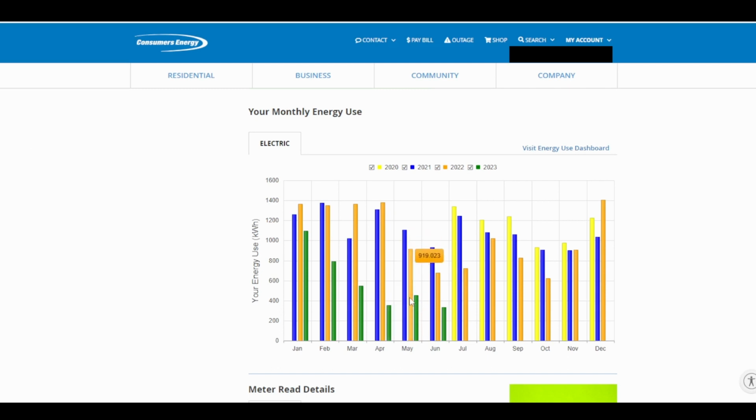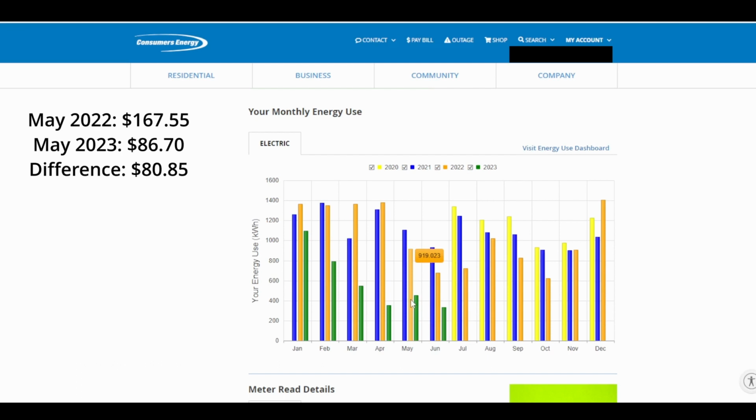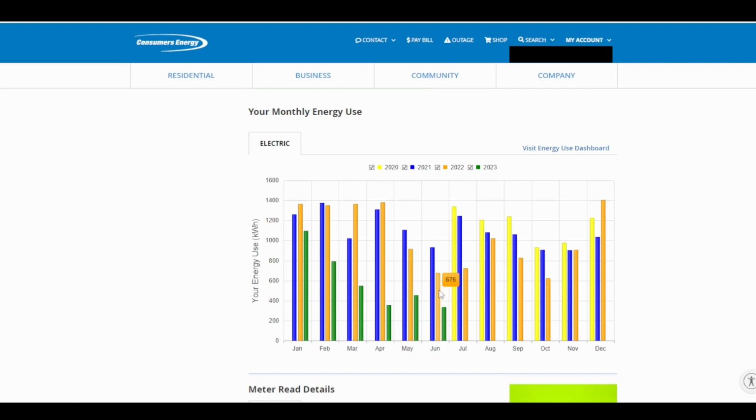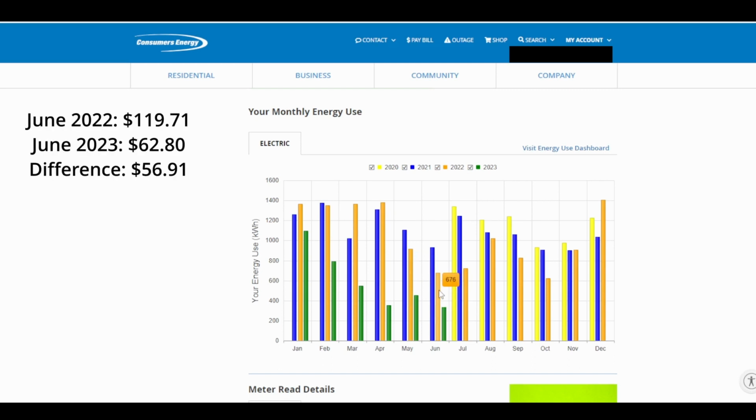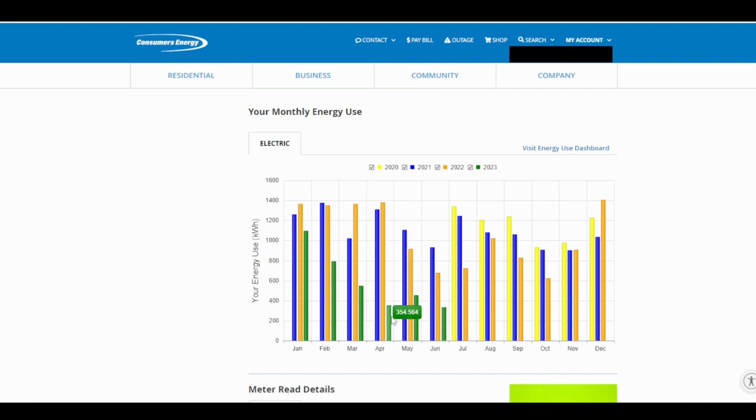And then we can come to May, 919 from last year, down to 451. And in June, 676. And June's low because I was cheap. I wasn't running my air conditioner. This year, 335. So I believe 335 is the number to beat so far on my usage. But I love seeing how this solar is able to help save money.